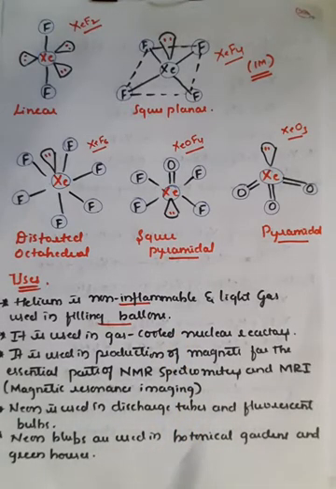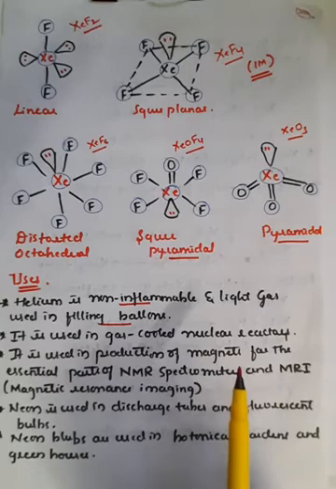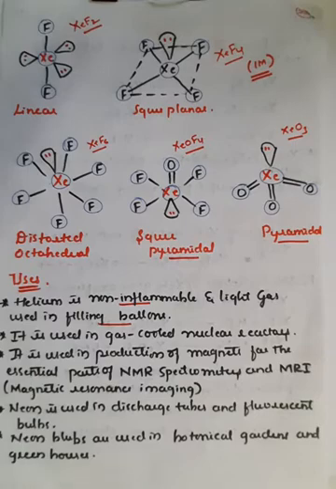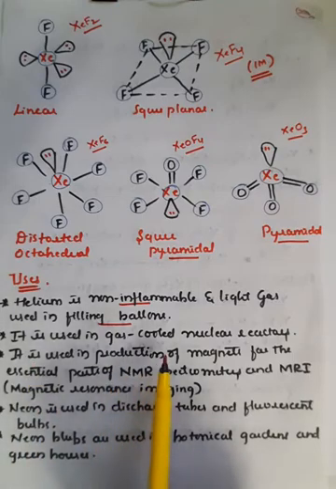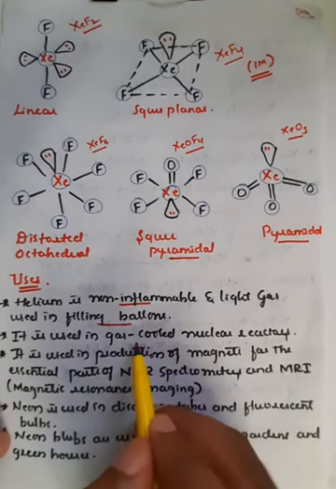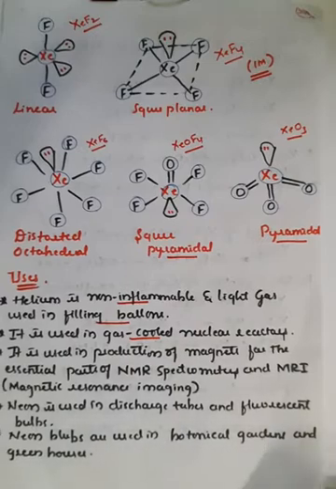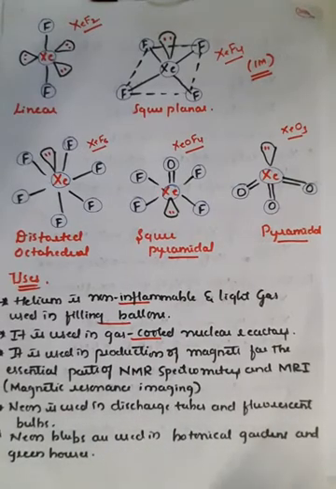So there is no chance of catching fire, therefore helium is generally used for filling balloons. Different colored balloons can be filled with helium, and they are light and can float above the surface of the earth also, right? And it is used in gas cooled nuclear reactors, right? So in the gas cooled nuclear reactors, helium is used.